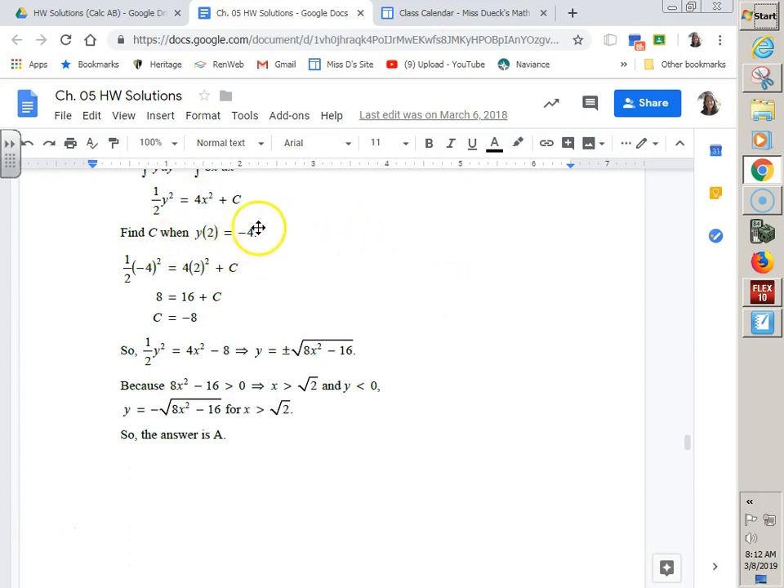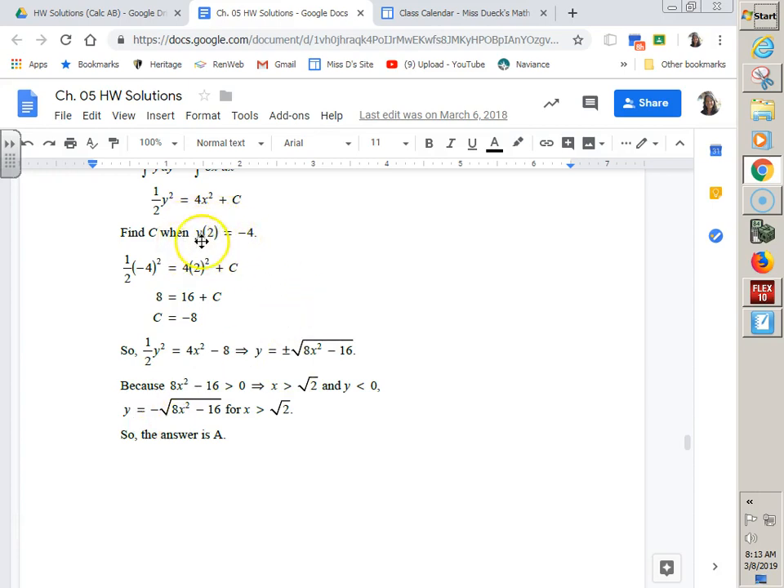Y of 2 equals -4? Were you supposed to leave the plus or minus for this point? What did the y's end up being? At this point, the y is negative, so which y should I keep? The negative one. The negative one.